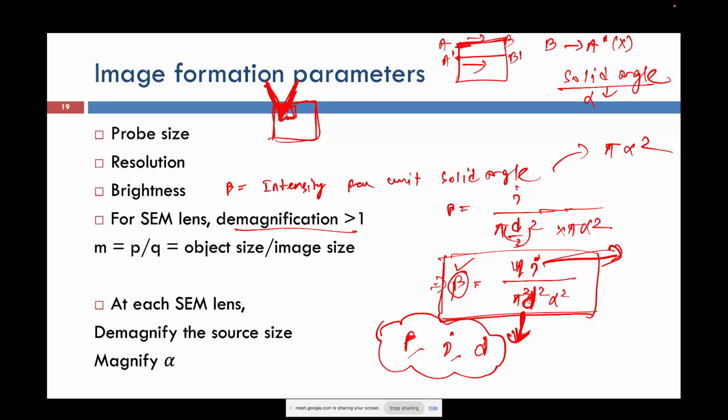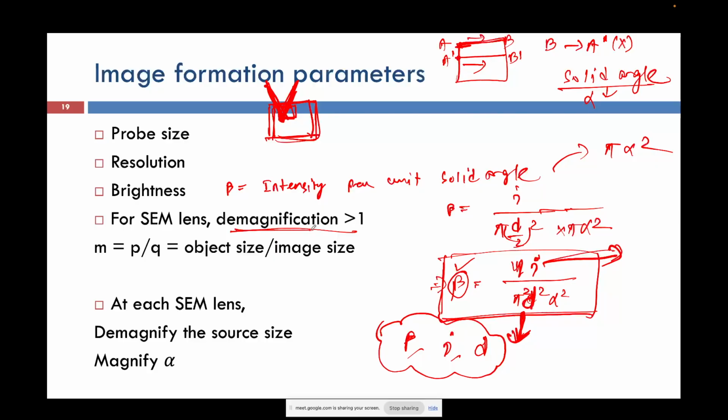There are three kinds of currents. One is the emission current, which is coming from the electron gun. Another one is the beam current, which is the current after convergence by the condenser lens. And finally the probe current, which is the current of the electron beam which falls on the specimen. So there are three different kinds of electron beam current.